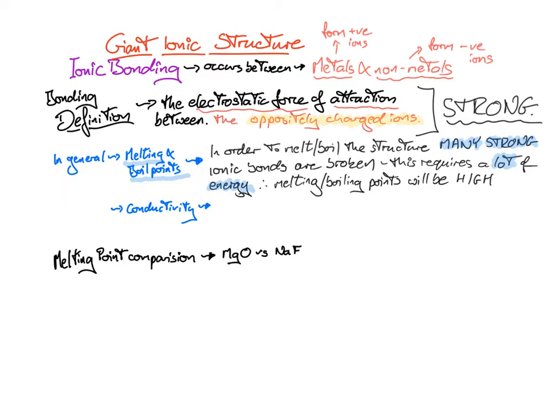In order to melt or boil the structure, many strong ionic bonds are broken. This requires a lot of energy, which means the melting and boiling points will be high. It all comes down to what you are breaking, what you are overcoming, and whether that is weak or strong. And in a giant ionic structure, what you're overcoming, what you're breaking, are many strong ionic bonds. And because they are strong, as I've said before, they require a lot of energy, which means the melting points and boiling points will be high.